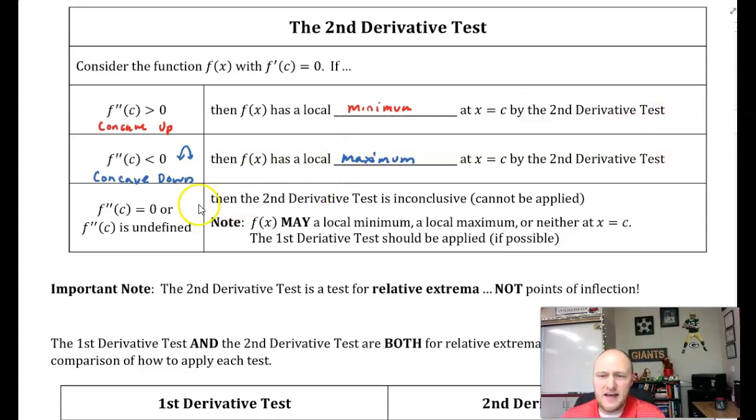Okay? If f double prime of c is equal to 0, or if it's undefined, then the second derivative test is inconclusive, cannot be applied. Doesn't mean that it's not a maximum or not a minimum. You just cannot determine what's going on. You could go ahead and revert, if you have the information, to the first derivative test or some other method, but you cannot determine anything, okay? All right.